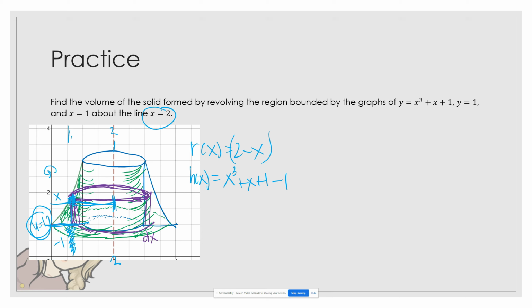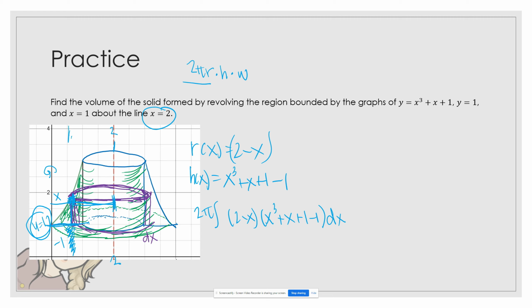So remember, when we're trying to find the volume using the shell method, we're going to do 2 pi r times our height times our width. So we have 2 pi, we have to figure out what we're going to integrate from, and then r is 2 minus x. Our height is this equation here, so x cubed plus x plus 1 minus 1. And then our width is dx. And we need to figure out what are we integrating from what to what.